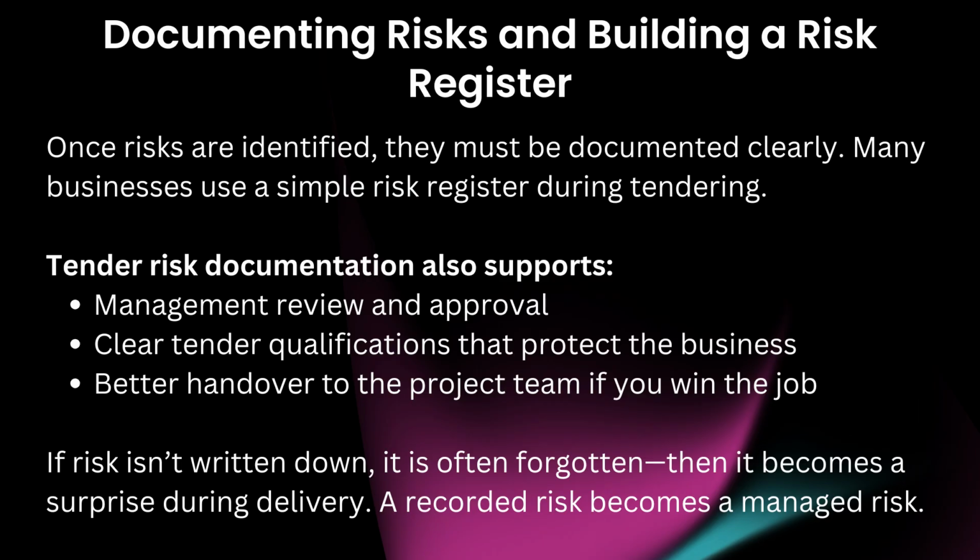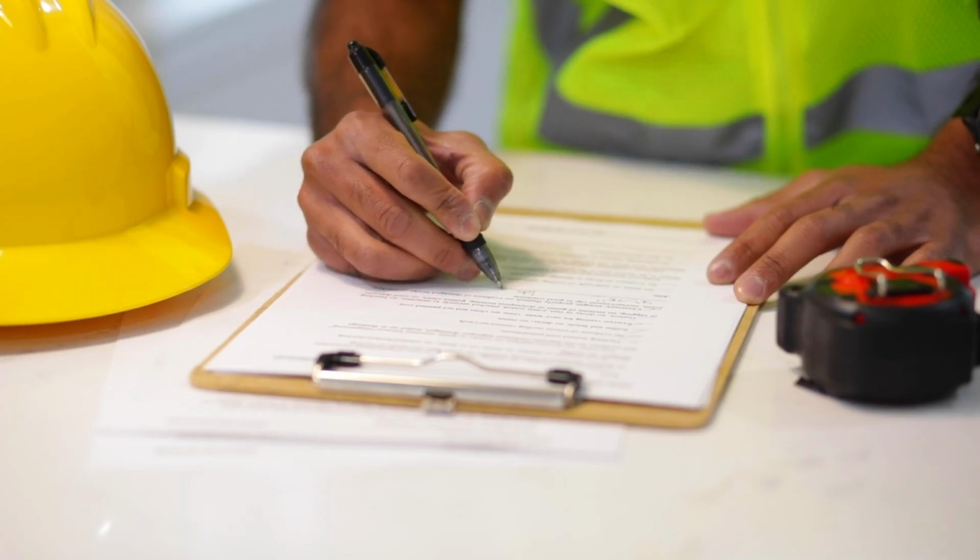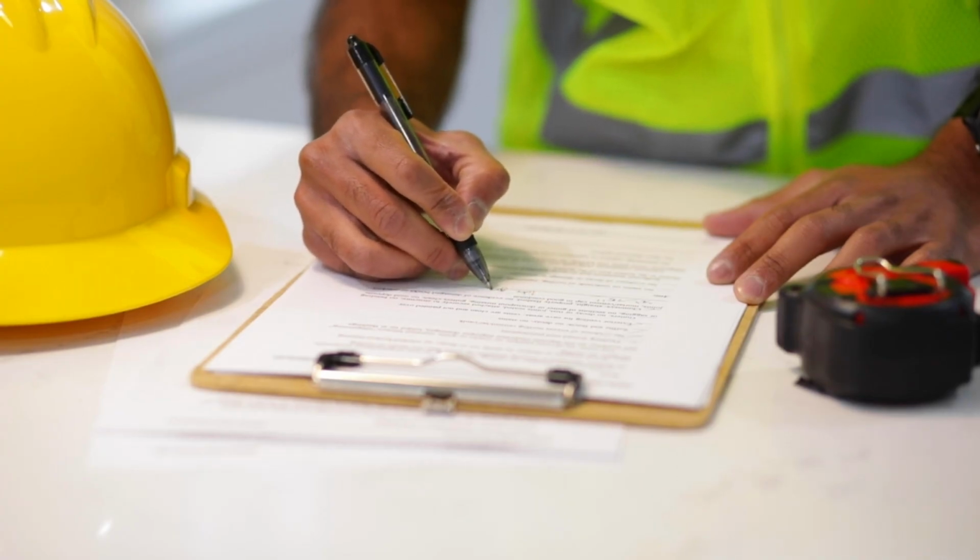Documenting risks and building a risk register. Once risks are identified, they must be documented clearly. Many businesses use a simple risk register during tendering. Tender risk documentation also supports management review and approval, clear tender qualifications that protect the business.